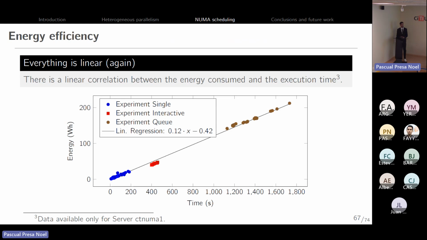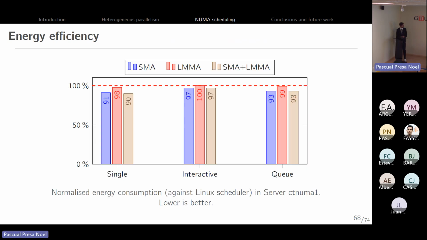Regarding energy efficiency, we saw that there is a strong linear correlation between the energy and the execution time. Therefore, our algorithms not only improve the execution times, but also energy consumption. We have observed here improvements up to 10% in the experiment single, 3% in the experiment interactive, and up to 7% in the experiment Q.